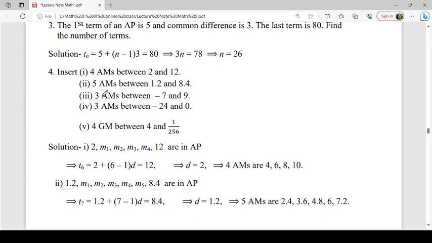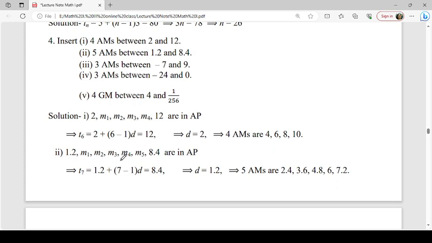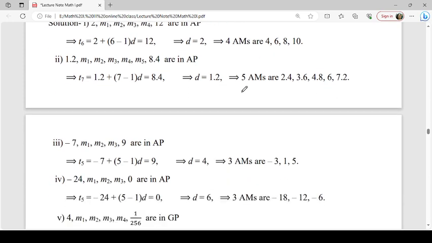Similarly, 5 arithmetic means, then 3 arithmetic means between minus 24 and 0, minus 7. T5 is 9, and we get D equal to 4, like that.